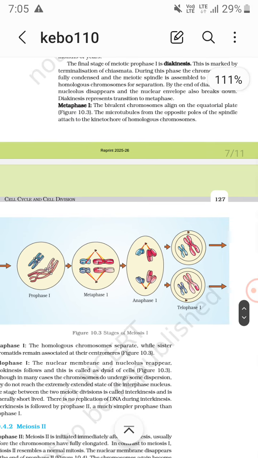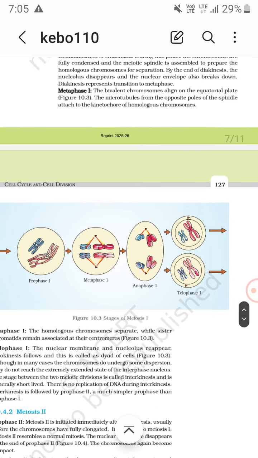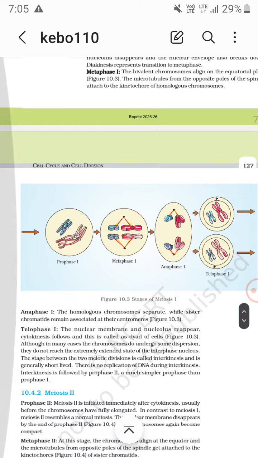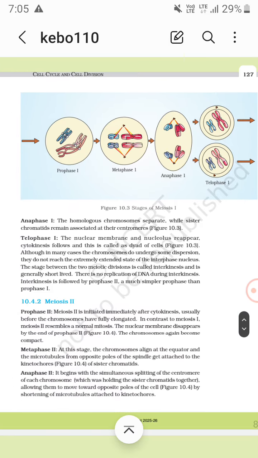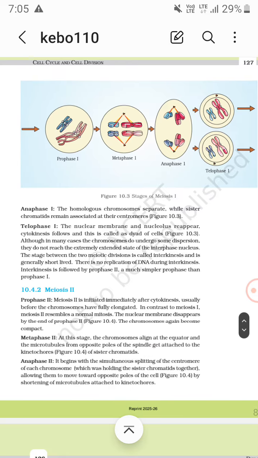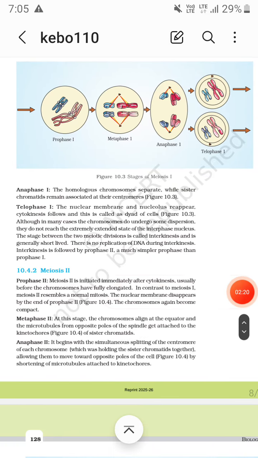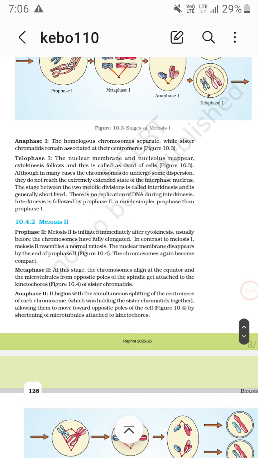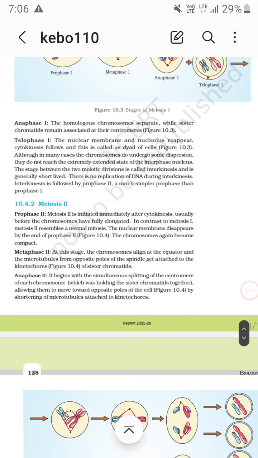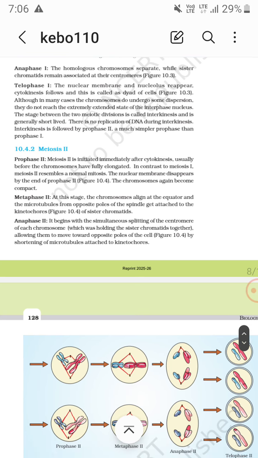Now in metaphase I, the bivalent chromosomes align at the equatorial plate, and the spindle fibers attach to the kinetochores of the homologous chromosomes. In anaphase I, the homologous chromosomes separate while sister chromatids remain associated. In anaphase II, there is splitting of the centromere, that is splitting of the sister chromatids.